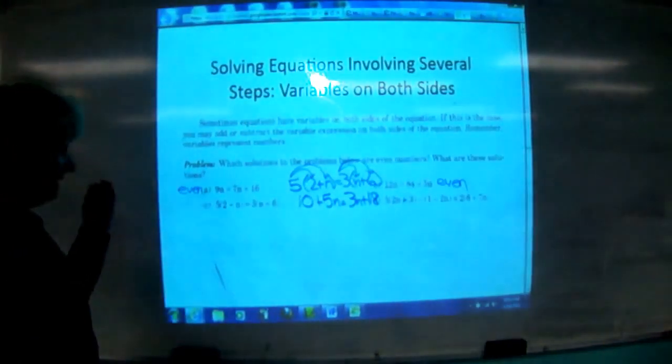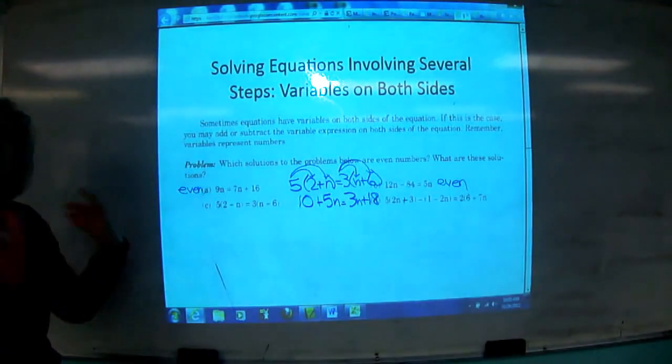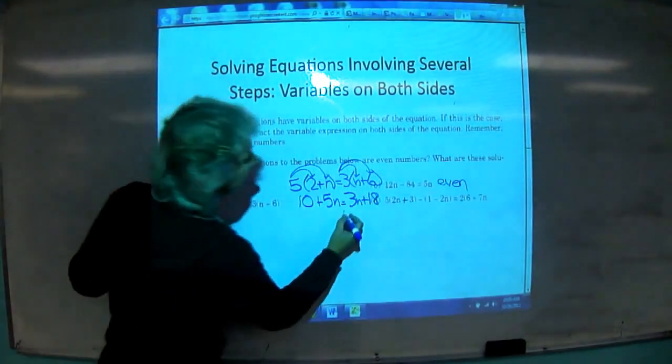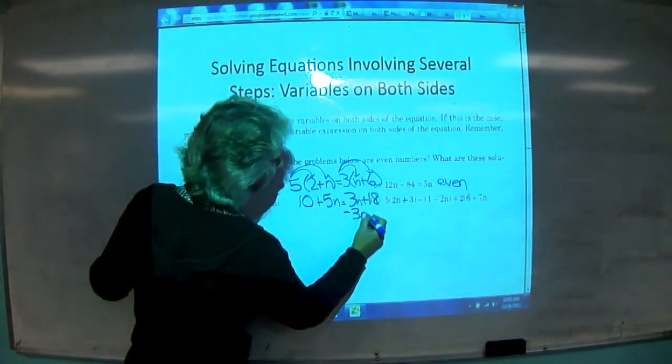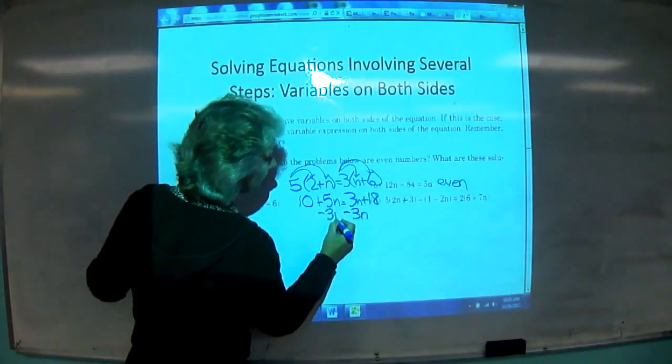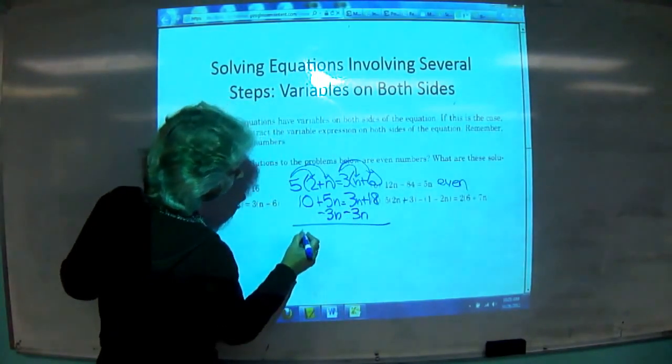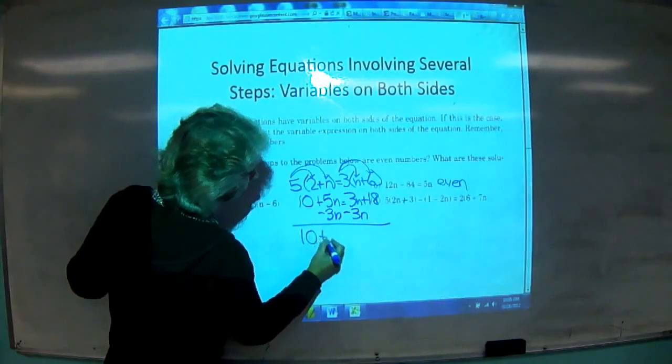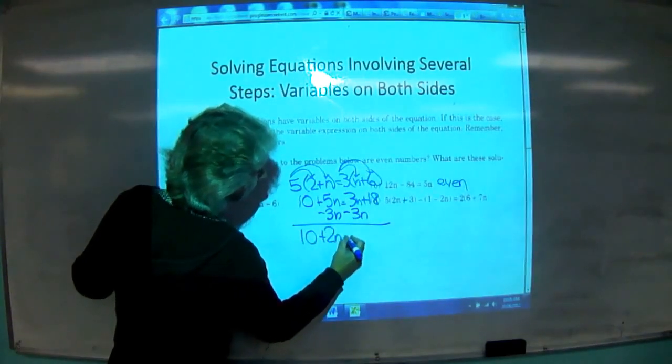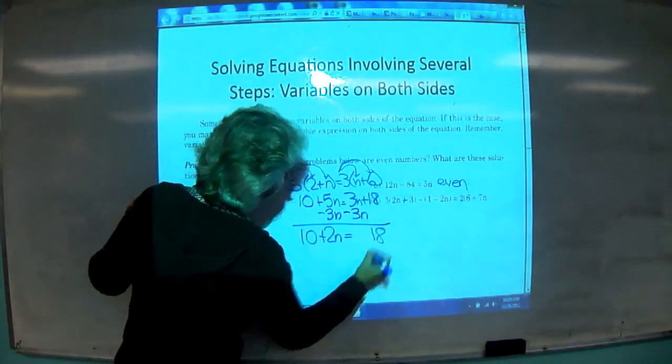Okay? Now, one of the things, it's not a hard and fast rule, but one of the things I really like to do is, if possible, I like to keep my variable expressions positive. So I want to move all my variable expressions to one side and all my integers to the other side. So I'm going to add a negative 3n to both sides. Why? Because I want it to be a positive. So 10 plus 2n equals 18.